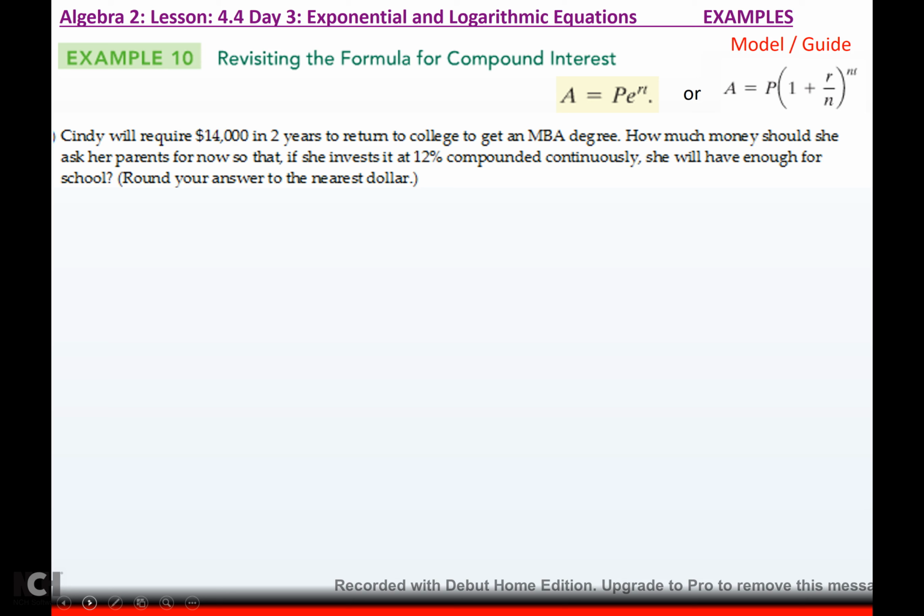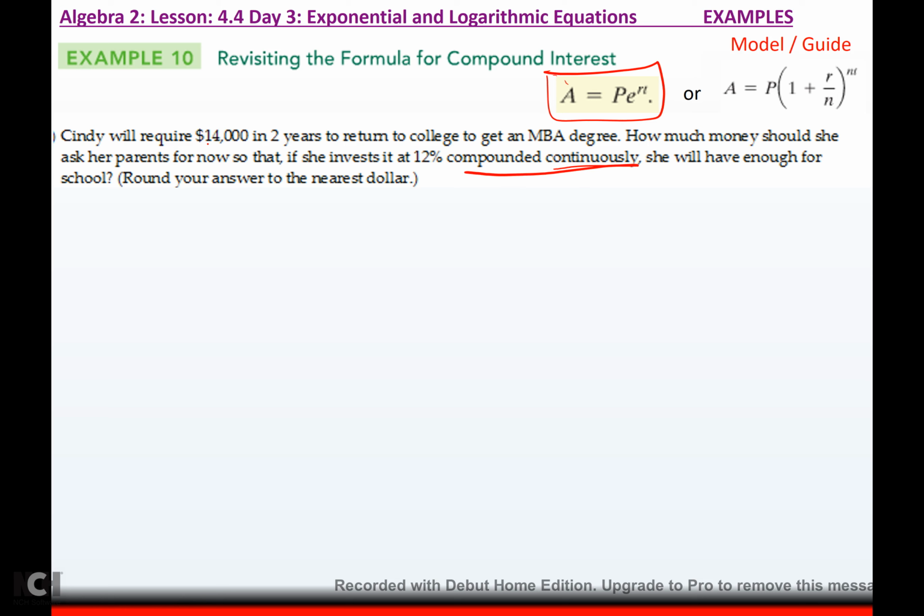Cindy will require $14,000 in 2 years to return to college to get an MBA degree. How much money should she ask her parents for now so that if she invested it all at 12% compounded continuously, she will have enough for school? Round your answer to the nearest dollar. I heard the word continuously. That means we're using Pert.